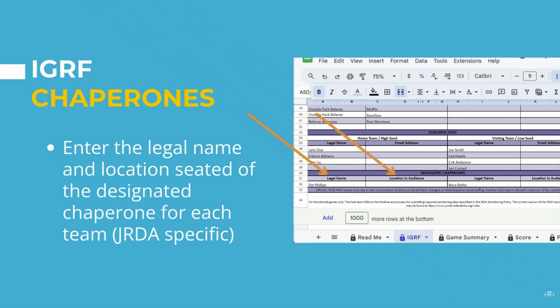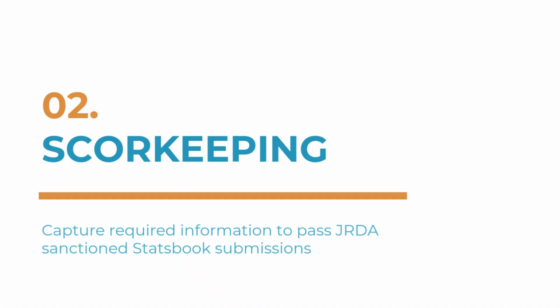JRDA also requires chaperones. Enter the legal name and the location of where they are seated for each team. Now we're going to talk about the scorekeeping paperwork and what's required to pass sanctioning requirements for Statsbook submissions.